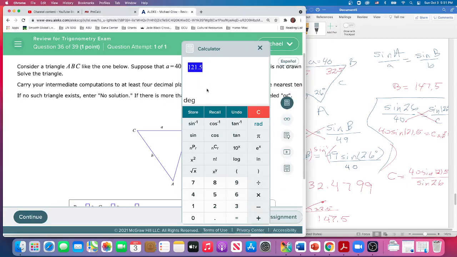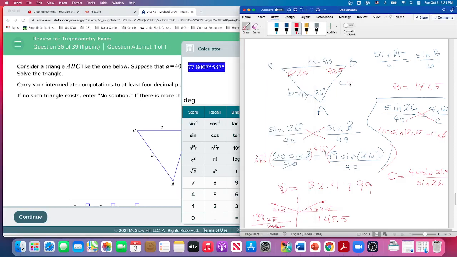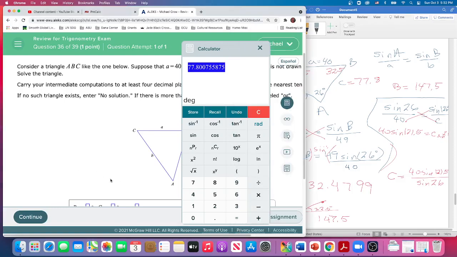Sometimes it's hard to tell the difference, but okay, so let's go: 40 times the sine of 121.5, select it all, divided by the sine of 26. It gets us that c should be 77.8. Now, C is the largest angle, so it should be the largest side, and it's in keeping with the ratios. It makes sense, so that is a valid triangle.